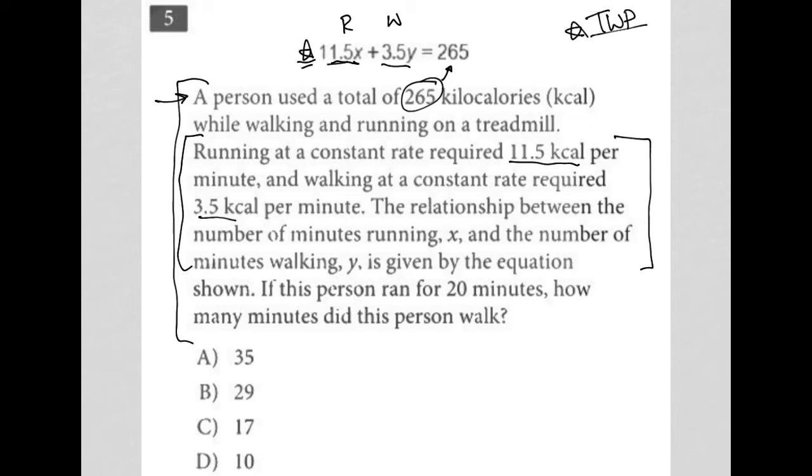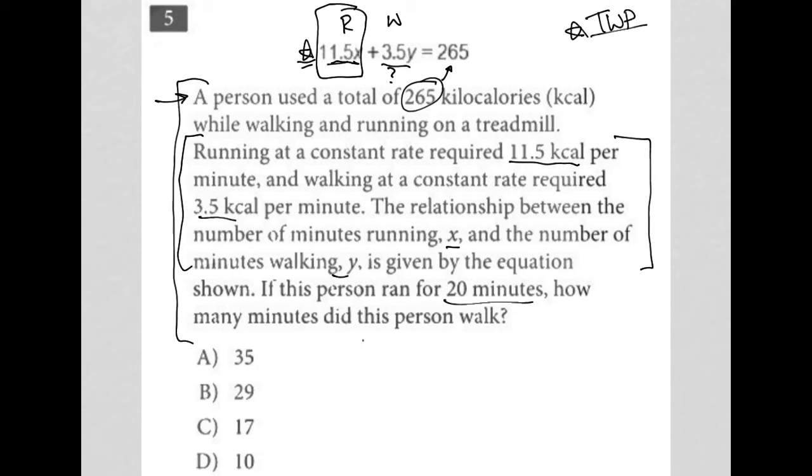The relationship between the number of minutes running X and the number of minutes walking Y, so we got that figured out, is given by the equation shown. If this person ran for 20 minutes, okay, so they ran for 20 minutes. So we're dealing with this portion of the equation here. How many minutes did this person walk? So we're trying to figure out, well, what would Y equal?